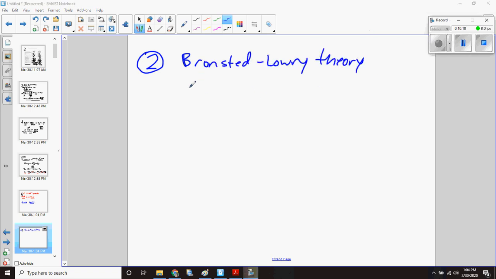Okay, so Bronsted-Lowry theory is this competing theory for what acids and bases are. And Bronsted-Lowry theory says this about acids. It says acids can be thought of as proton donors. All right, now before we start getting confused, like where the heck is a proton coming from?